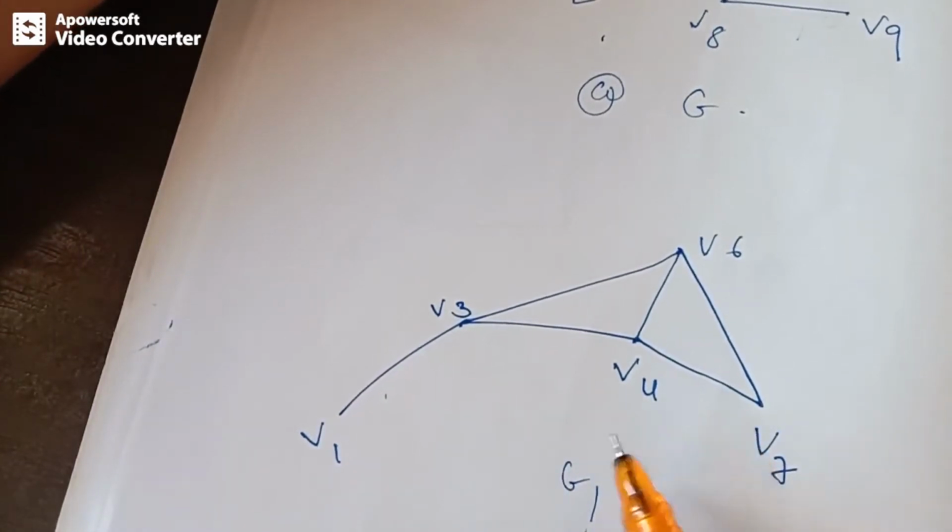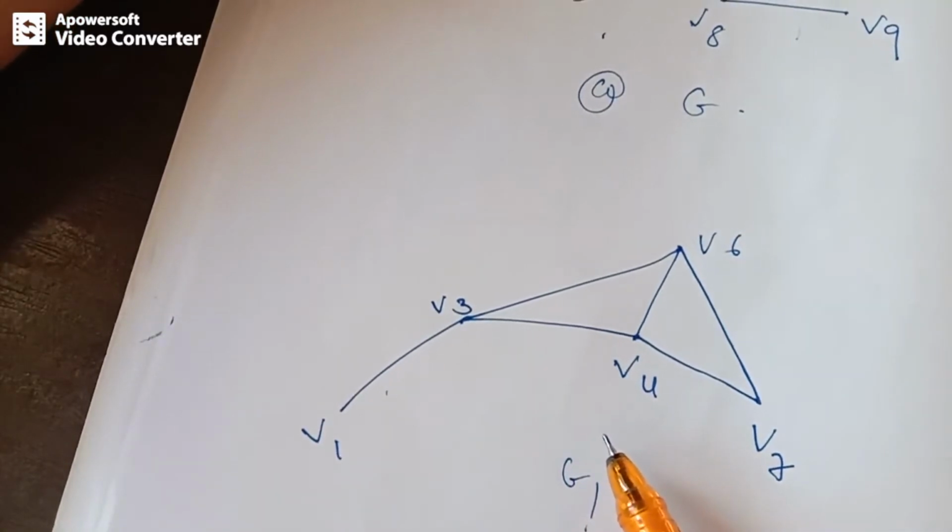Next, we have to check whether this graph G1 is a spanning subgraph. As you know, in a spanning subgraph, we have to concentrate on the number of vertices.